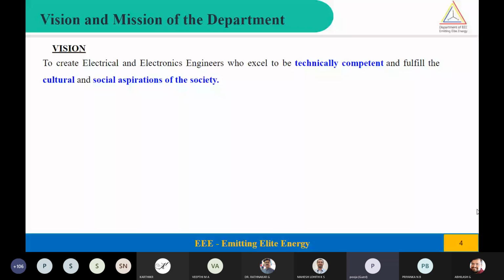If you carefully look at our vision, we are not only producing a simple engineer who understands the society, the aspirations of the society, who takes back with them the culture of the region.